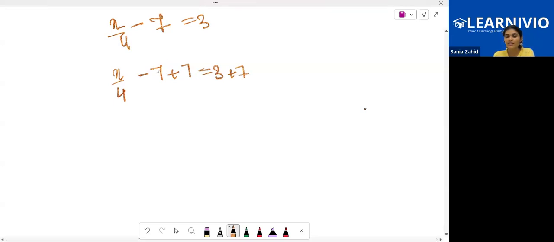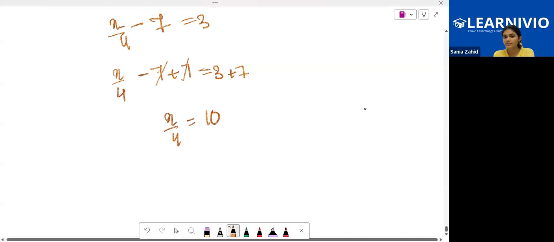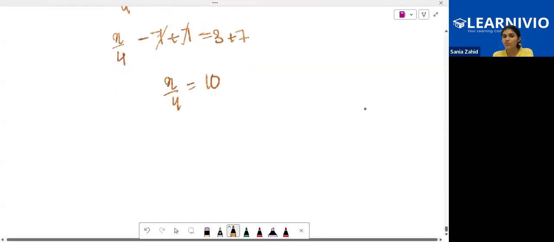See, now 7 and 7 is cancelled because plus 7 and minus 7 is 0. So here it is x by 4 equal to 10. Now you have to remove 4. How will you remove 4?